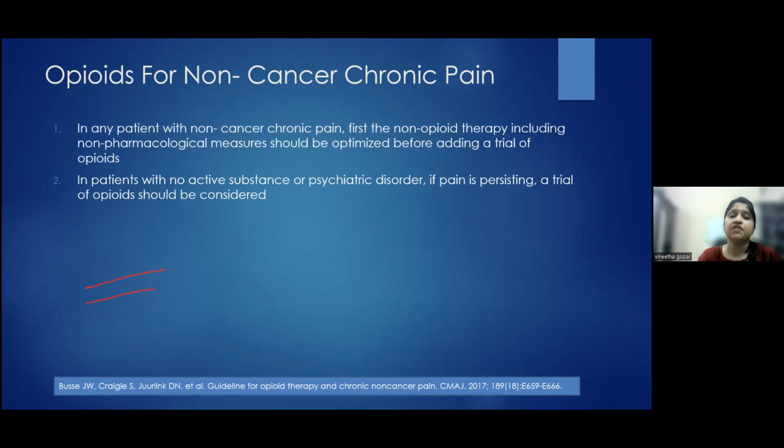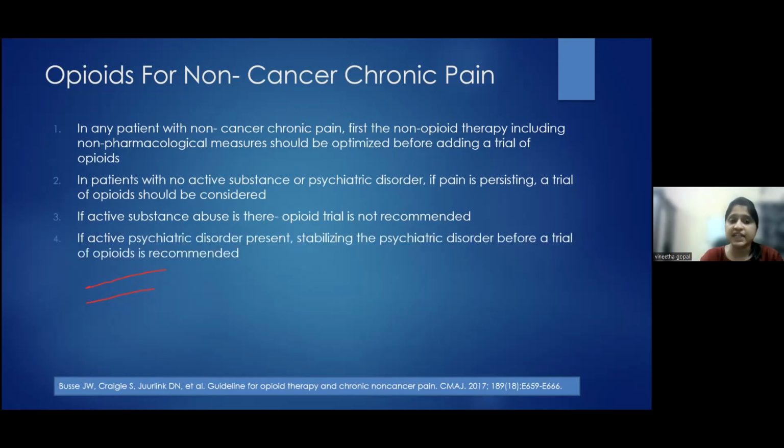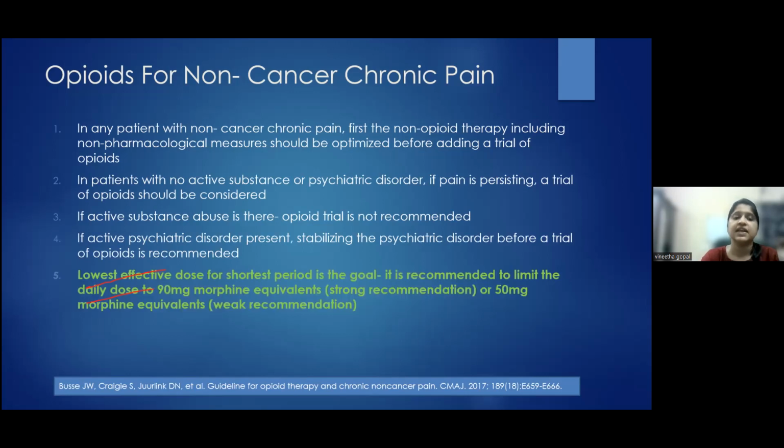Then, if there is no active substance or psychiatric disorder, you can give a trial of opioids. If active substance abuse is there, an opioid trial is not recommended. If an active psychiatric disorder is present, you have to stabilize that first. The lowest effective dose for the shortest period is the goal, and it has been found that you have to limit the daily dose to 90 milligram, strong evidence, or 50 milligram, weak evidence.